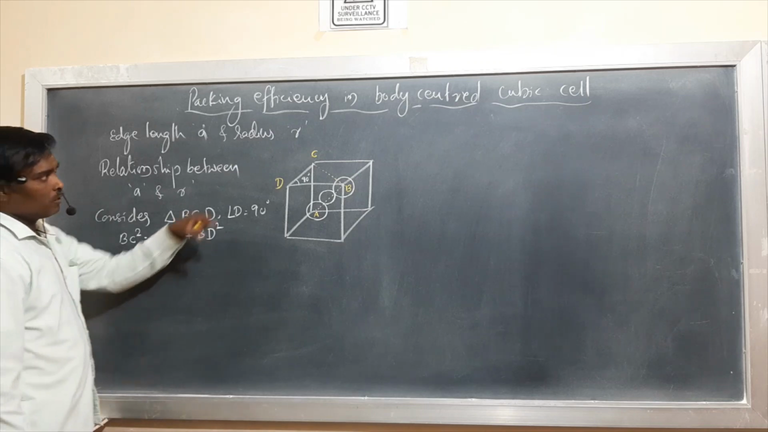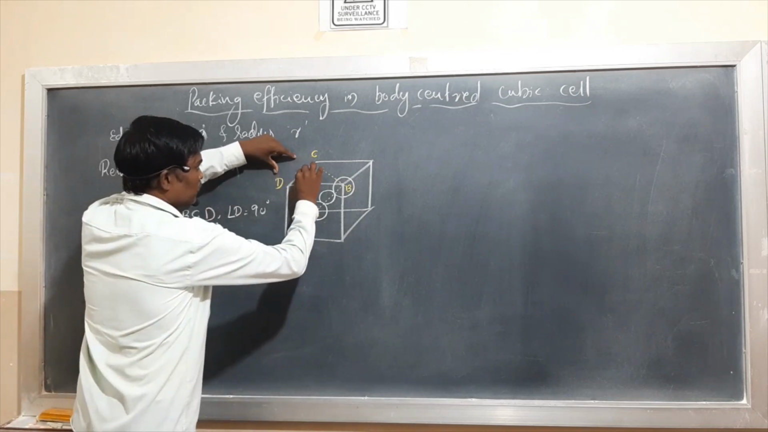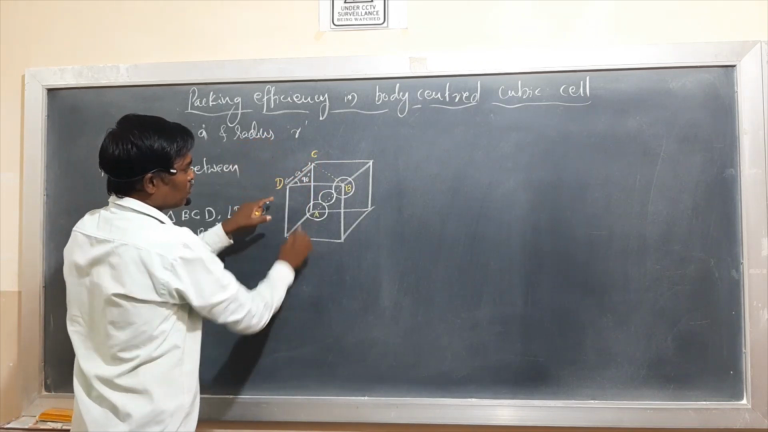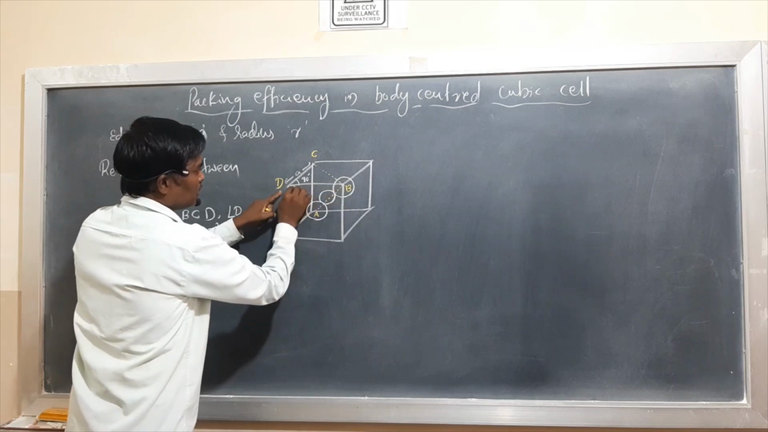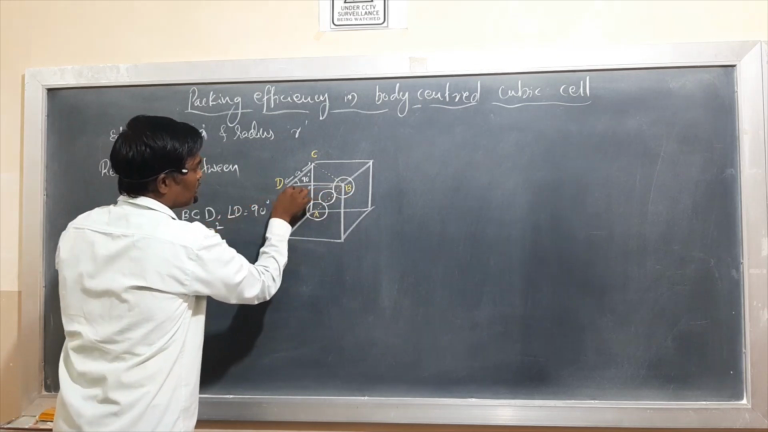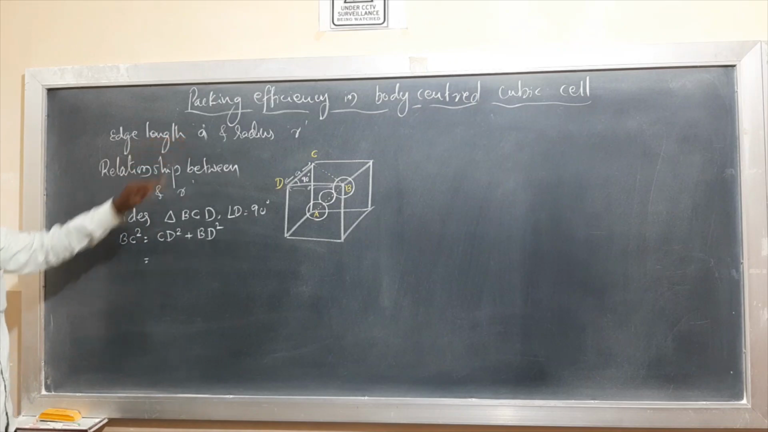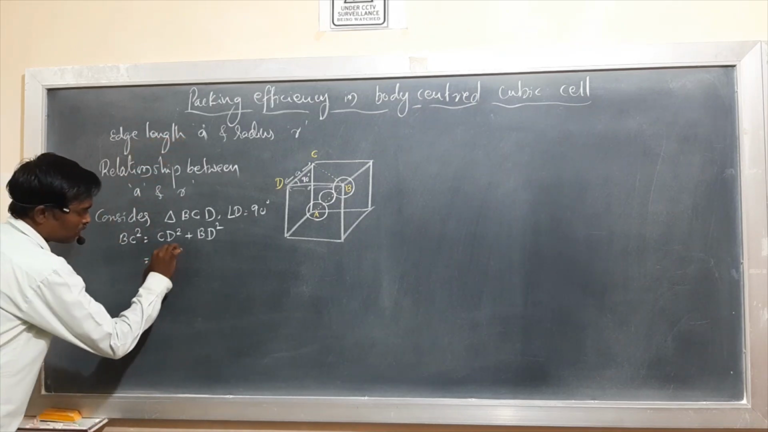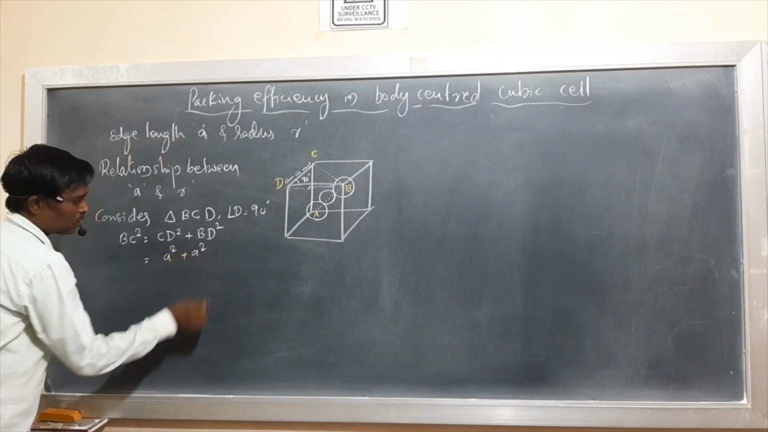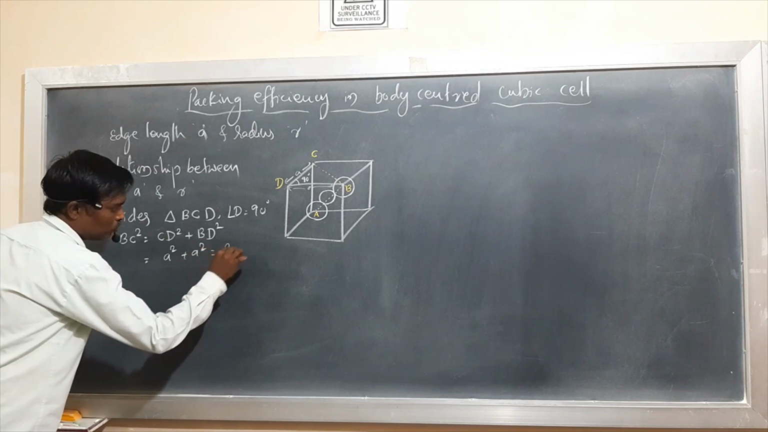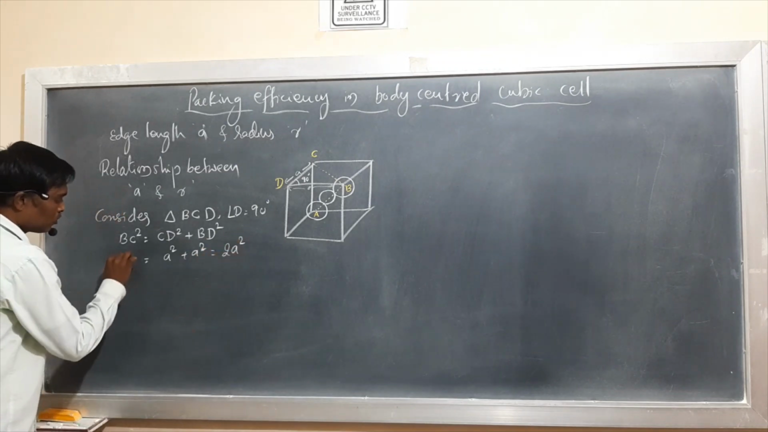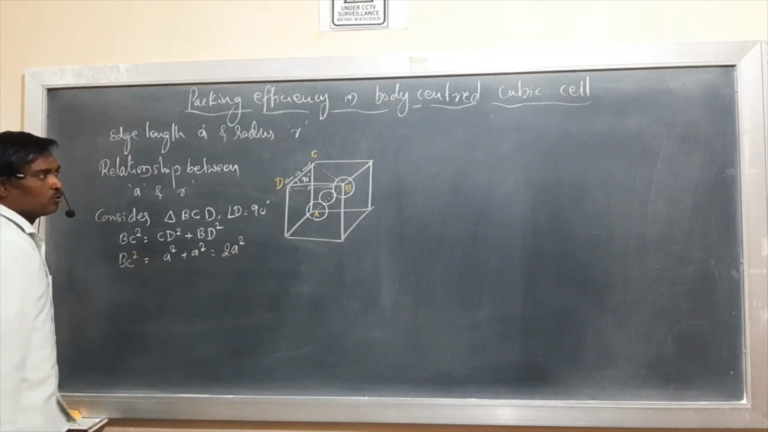Now CD we know is the edge length, and BD, or DB, is also an edge length. The edge length we are going to consider as A. So it's A square plus A square, which is equal to 2A square. So now BC square is equal to 2A square.